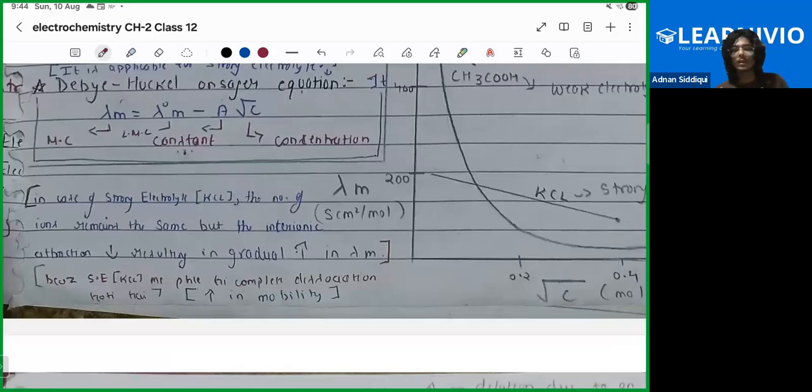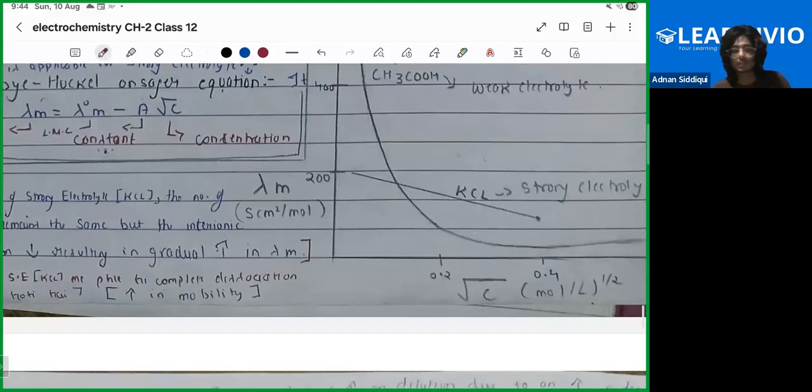Even before dilution, the moment you dropped your strong electrolyte into the solution, it got completely dissociated. When you are doing the dilution, the number of ions is still the same, but the distance, or basically the area for those ions, is increasing, so they are more mobile. They can move more freely. The interionic interaction is decreasing, so this is the reason we are observing a slight increase in molar conductance.